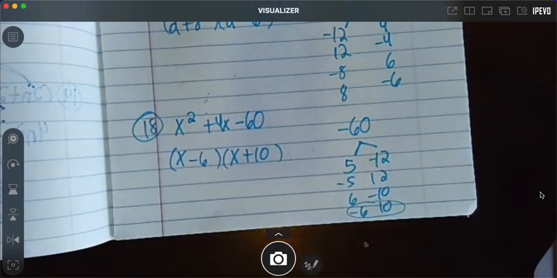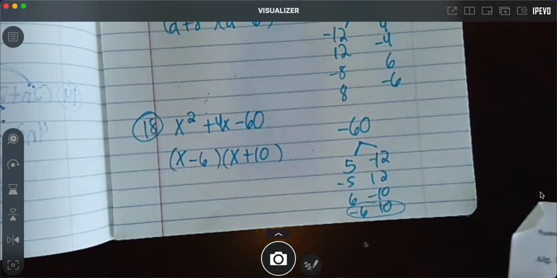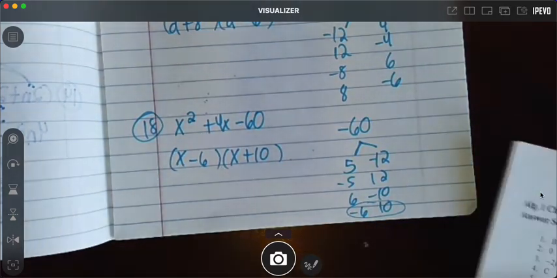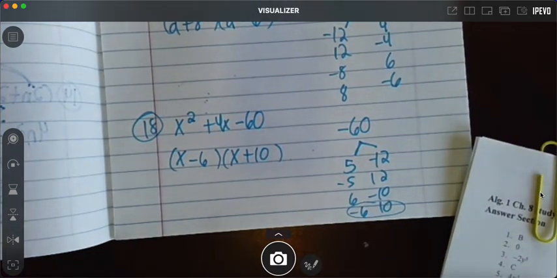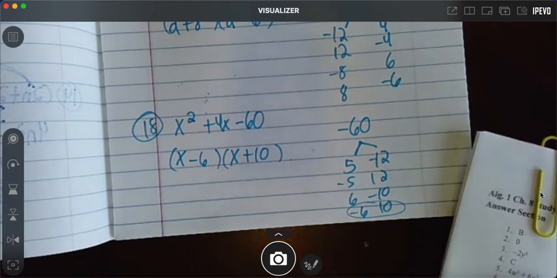So which one's your answer? Is it A? Yep, it's A. All right, we're done with 18. Another page done.